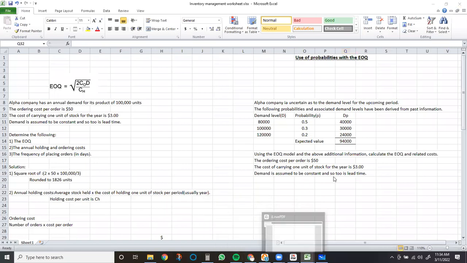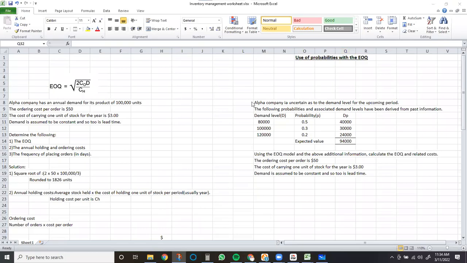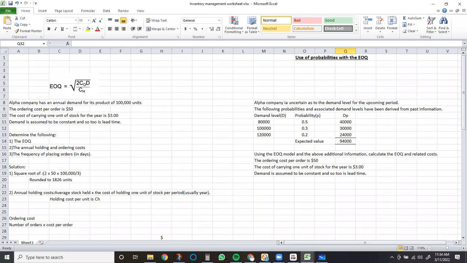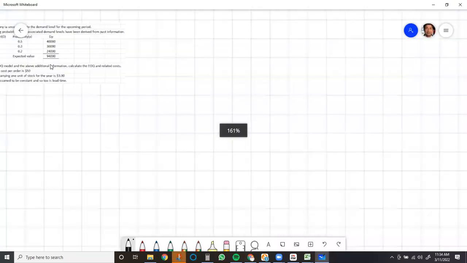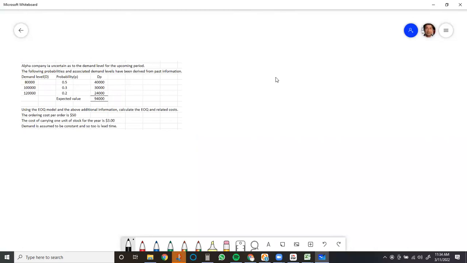So let me just show you this working quickly. I'll do it on the whiteboard and just copy this and paste it on my whiteboard. Let's enlarge it a bit. Yeah. So what we're actually looking at is, remember the formula.